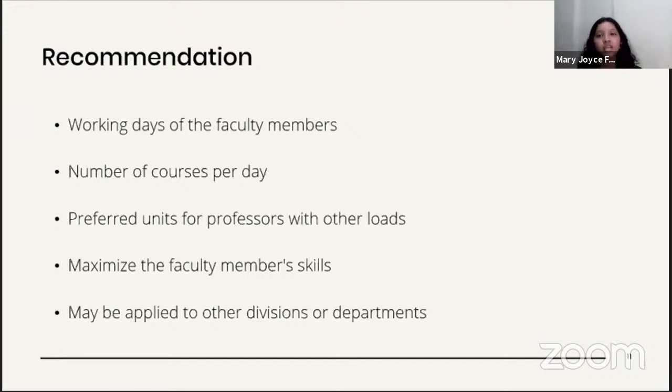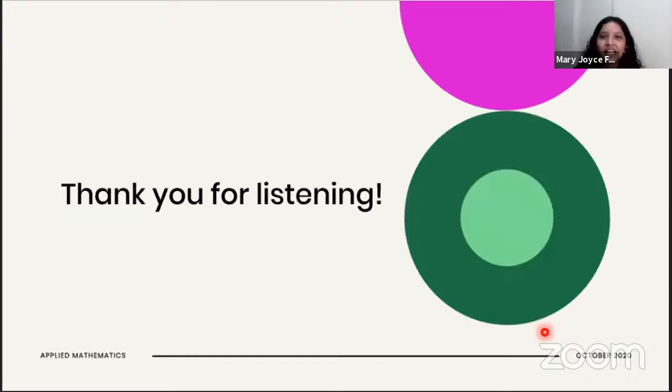And then, based also on the students' evaluation of the professor, you can determine that this professor is good at certain things. And it may also be applied to other divisions or departments in the university or other schools. You just need to adapt your model to their constraints and restrictions in their university. And for that, thank you for listening.